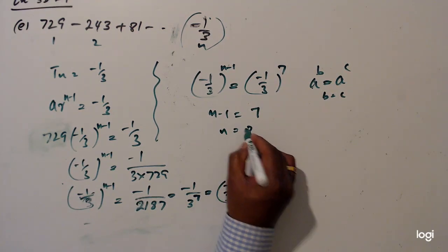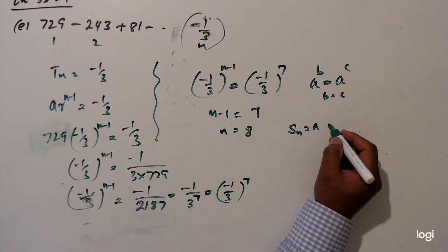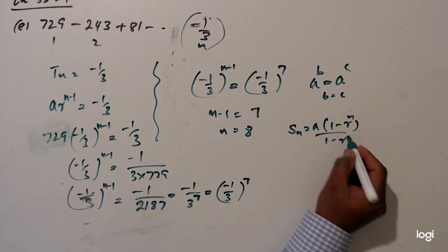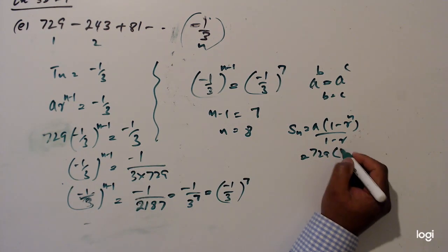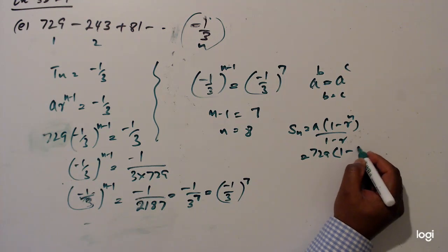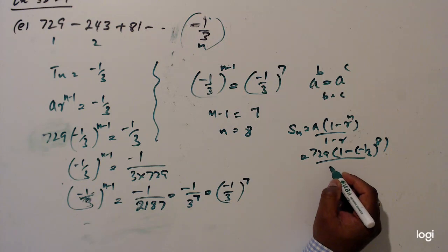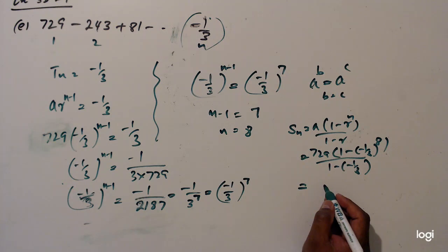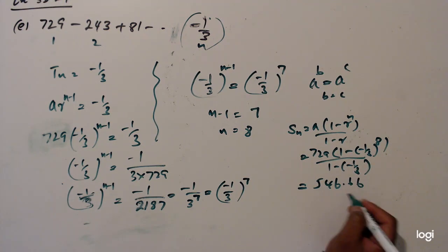So n equal 8. Now we can do S8, Sn equal a times 1 minus r to the n over 1 minus r. A value is 729, and r is minus 1 third to the 8, and this is going to be over 1 minus minus 1 over third. So this value you should get as 546.66.